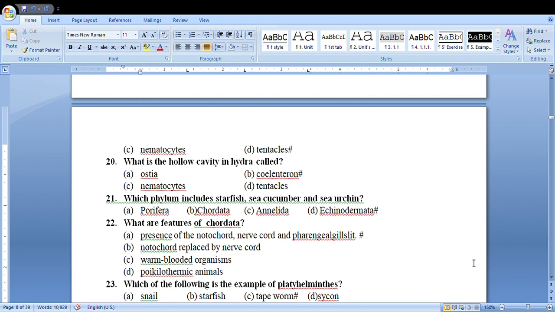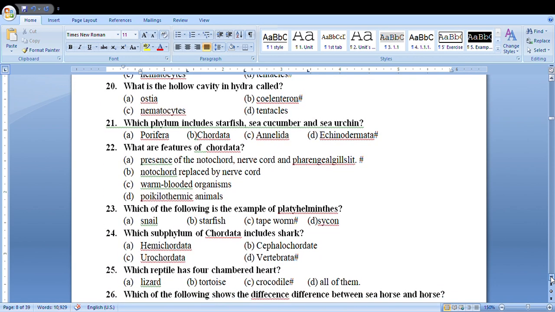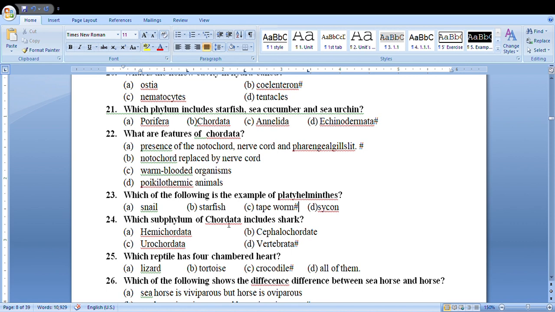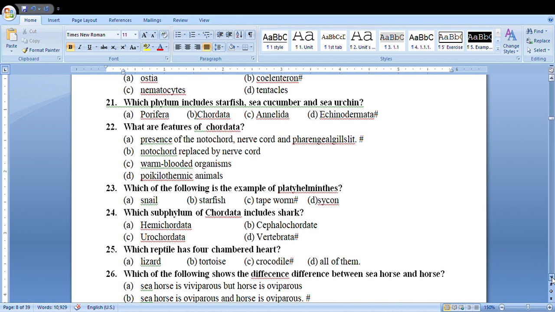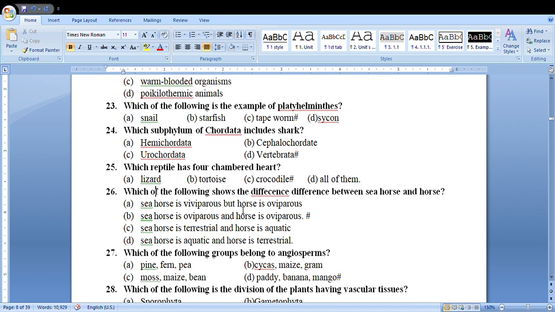Which of the following is an example of platyhelminthes? Obviously Taenia is the correct answer. Which subphylum of chordata includes shark? Obviously Vertebrata. Which reptile has 4-chamber heart? Obviously crocodile. Crocodile is the only reptile which has 4-chamber heart like mammals and apes. Which of the following show the differences between seahorse and horse? Seahorse is oviparous whereas horse is viviparous. Which of the following groups belong to angiosperm? Pear, banana, mango is the correct answer.